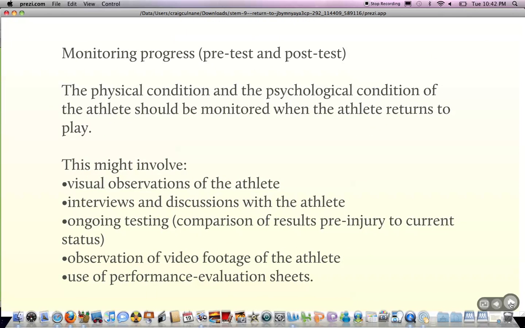Monitoring progress. This will occur through pre and post testing. The athlete's progress during rehabilitation should be continually monitored. The severity of the injury will determine the intensity of the process, and clinical tests may need to be administered to ensure that the progression is undertaken at an optimal rate. Pre and post testing is promoted to gauge the progress of the injury.